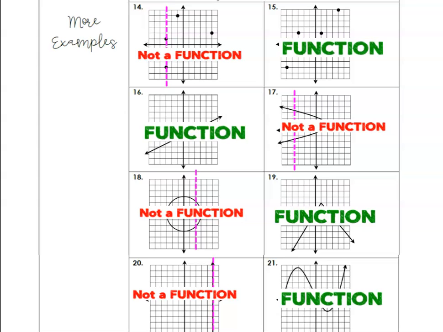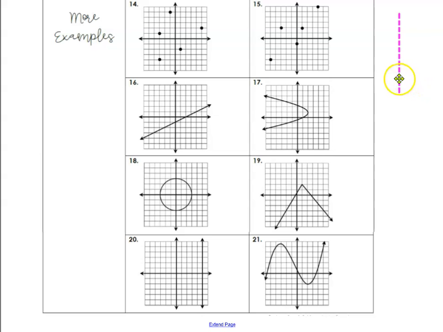All right, how about number 20? How did you do on that question? I know that trips up a lot of students, so let's take a closer look at it. As I'm scanning my graph from left to right, notice that my vertical line tester, my purple dashed line here, when I get to the graph, not only do I touch the graph up here at this point, but I touch it at this point, and this point, and this point, and this point, and this point. I actually touch the graph at every single point. Not only does it fail the vertical line test, it fails miserably. It touches at every single point.